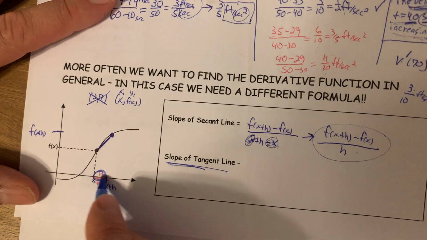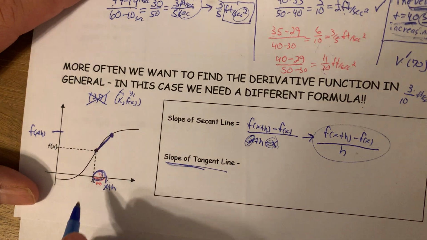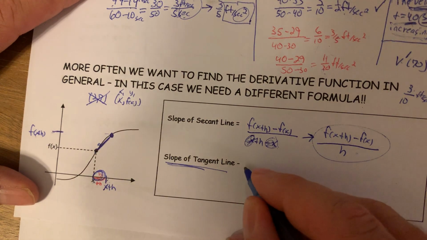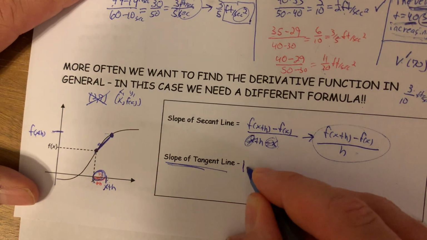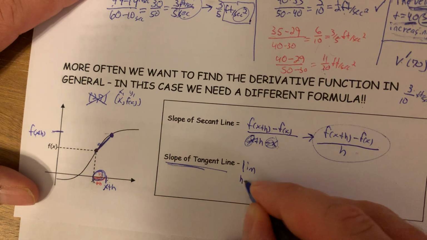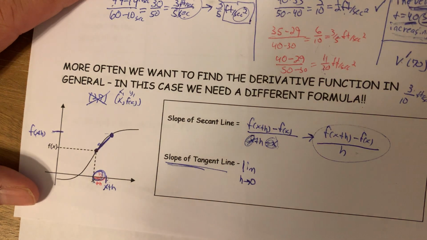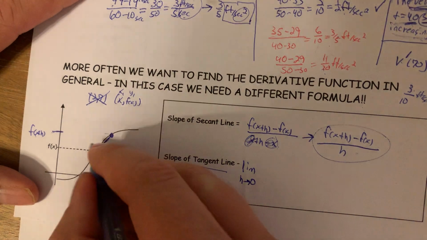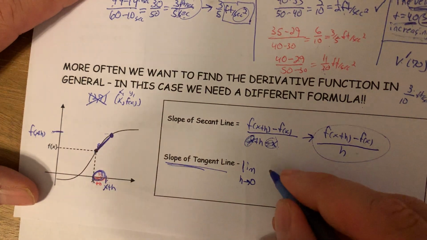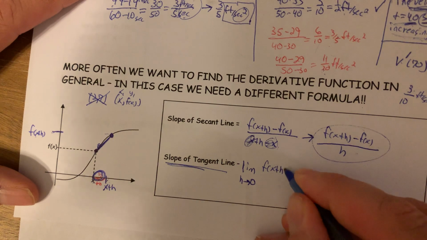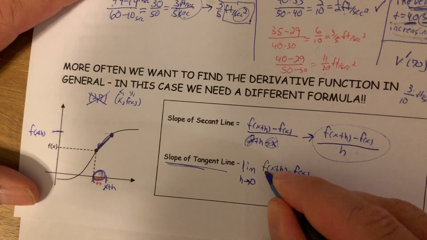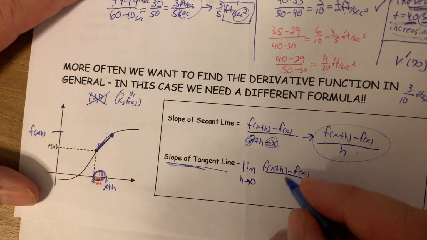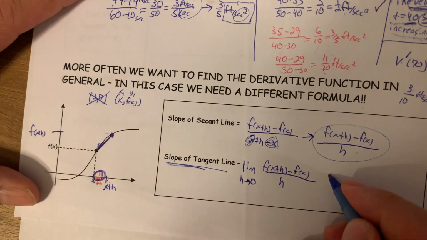We want the distance between these two to be getting smaller and smaller. We want these points to get closer and closer together. And the limit that we could do to make that happen is the limit as h goes to 0. So as this distance between them goes away, the points will become more and more on top of each other. And this is the second major formula for calculating slopes using limits in calculus. And this is the more important one.